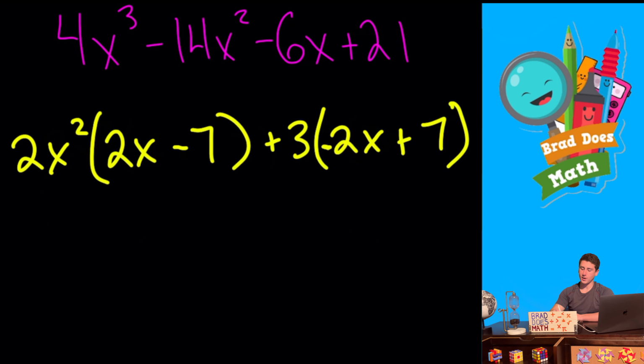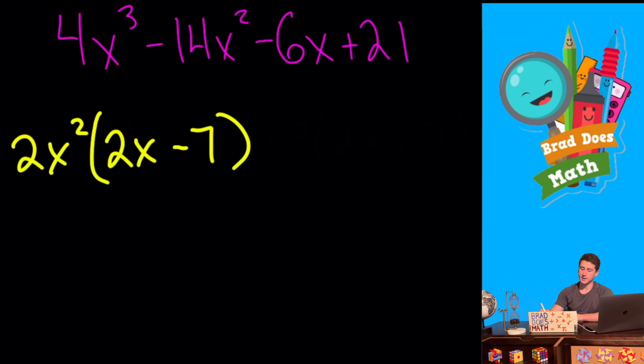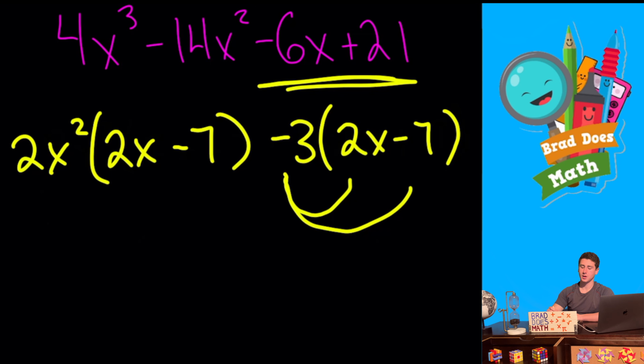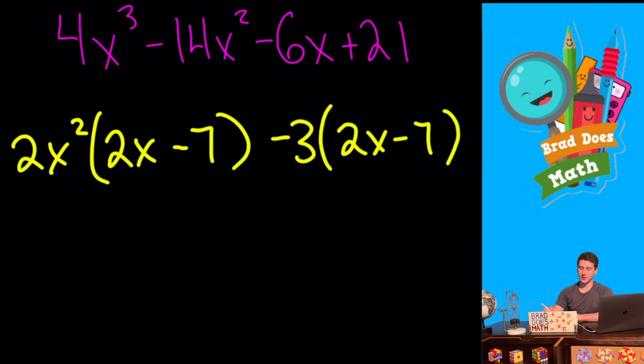And notice how I don't have anything in common here. These aren't the same things. What that means is I probably need to flip my sign. So instead of taking out a positive 3, I'll take out a negative 3. And then I'll have a 2x minus 7 left over, which is great because that's what I had originally in my first thing. So notice how if I distribute the negative 3, I get back to where I started. So you kind of have two options here. You could have factored out a negative 3 or a positive 3. You just need to do it depending on what this is because you want to match these two.